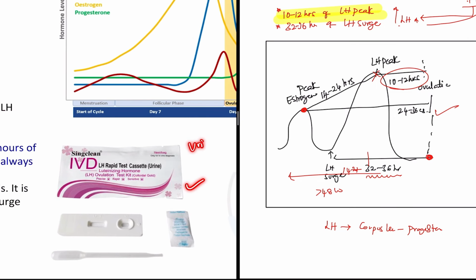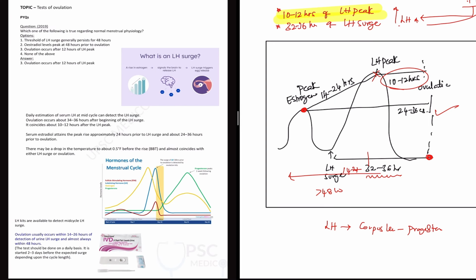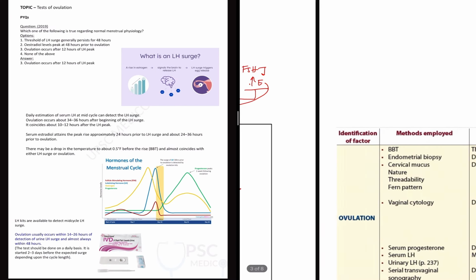Okay, we check for urinary levels of LH. With the help of this, whenever there is a thick line, it indicates that LH peak has occurred. You should advise women to have sex within 24 hours for increased chances of conception, right?